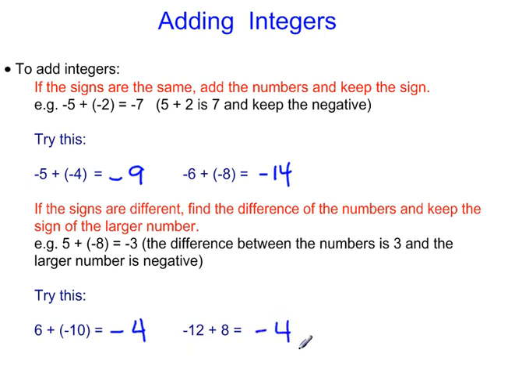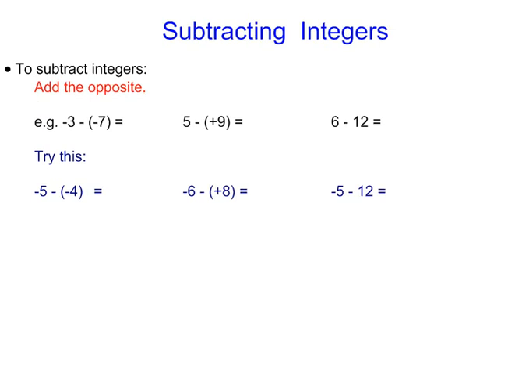Again, you can think of it as a number line. If you were at negative 12 and you added 8, you would end up at negative 4. Subtracting is a little bit more confusing. What you have to do is think of it as adding the opposite. So when I subtract a negative, what I'm actually doing is adding.